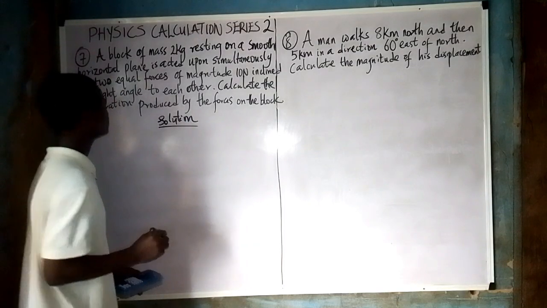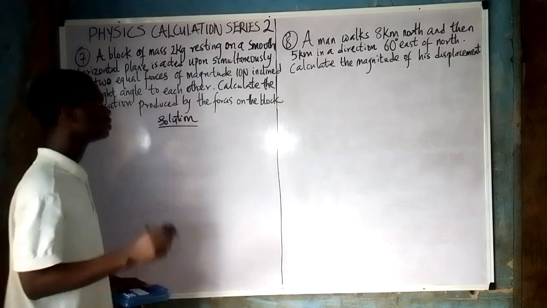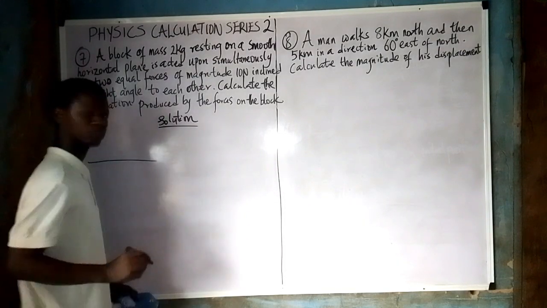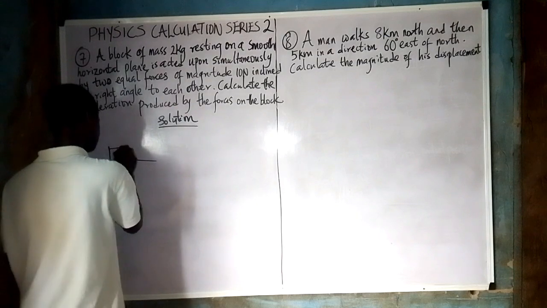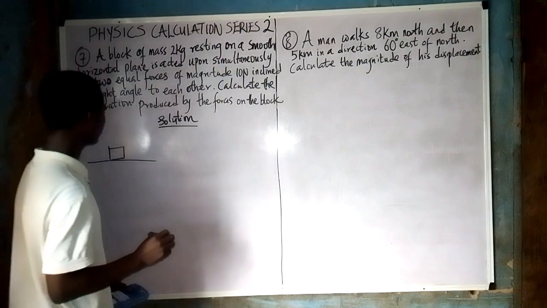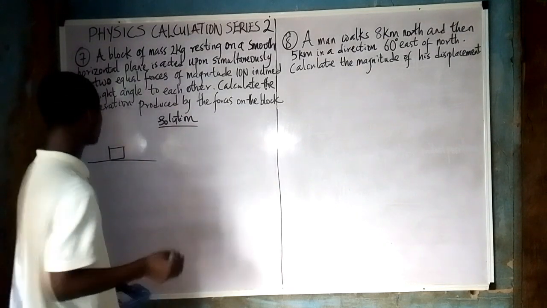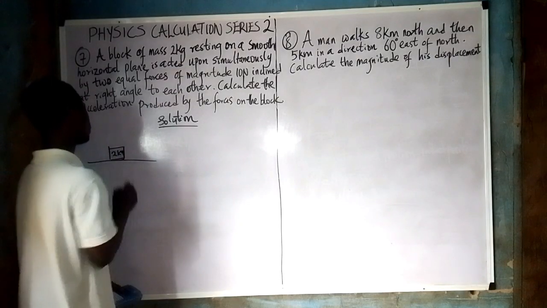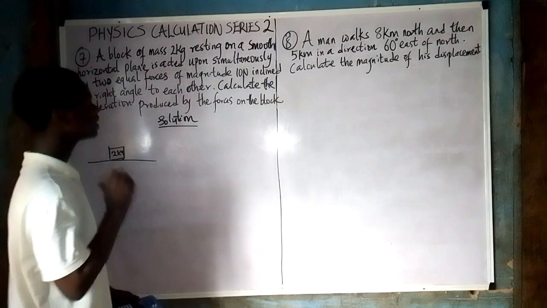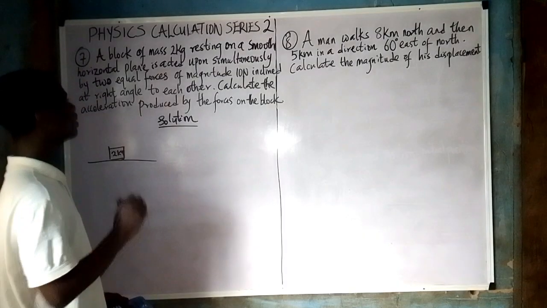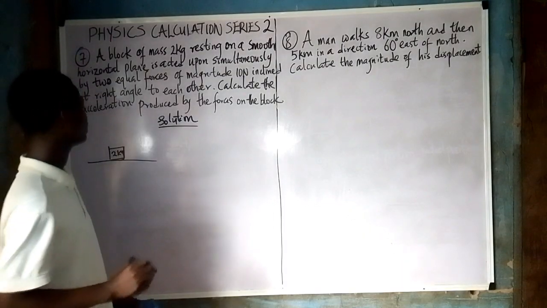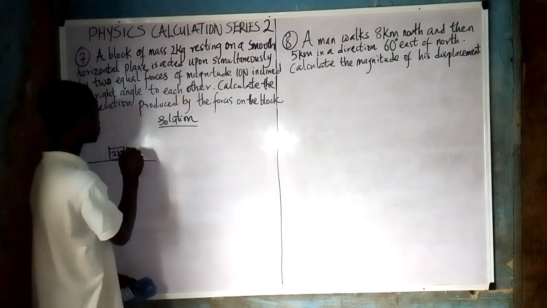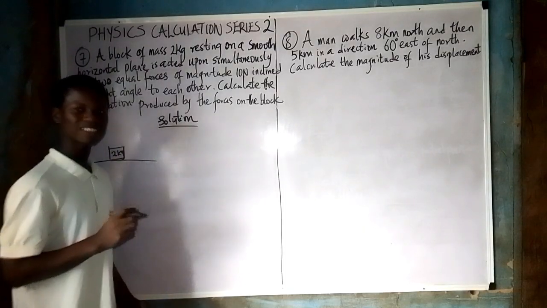It said a block of mass 2 kg resting on a smooth horizontal plane. So we draw the plane and we draw the block. They said the block is of mass 2 kg, so our mass is 2 kg. Now, what else? It is acted upon simultaneously by 2 equal forces of magnitude 10 Newton inclined at right angle to each other.